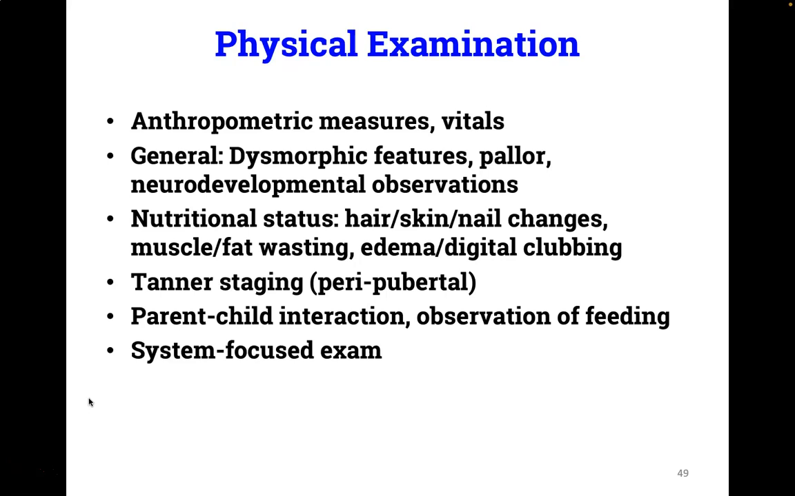And then you're going to also look for nutritional status, as we mentioned, looking for signs of muscle or fat wasting or other changes that may suggest nutritional deficiencies. Depending on the age, obviously if they're peripubertal, Tanner staging would be important. And then parent-child interaction and observation of feeding, if possible, can be very helpful. And then end with a system-focused exam, going head to toe or in whatever order you go.